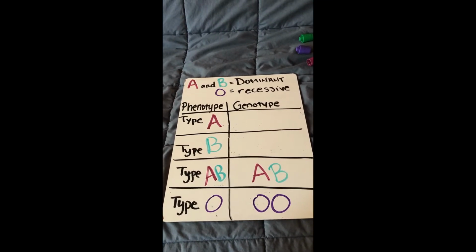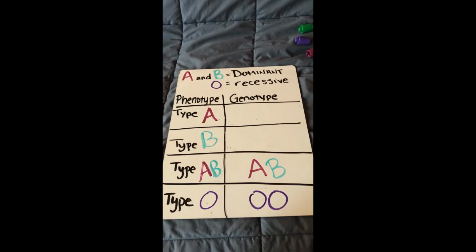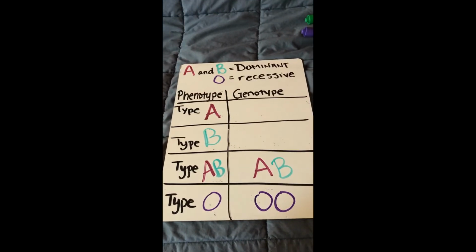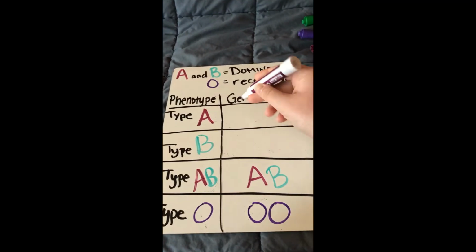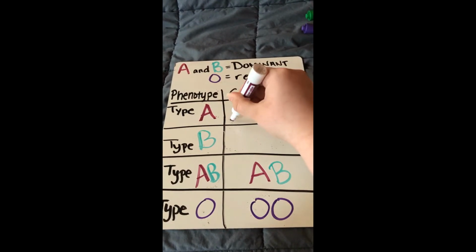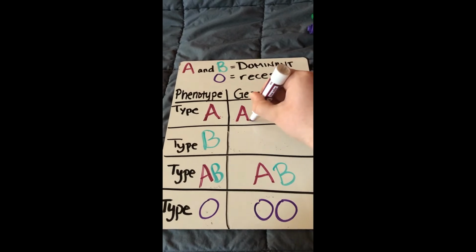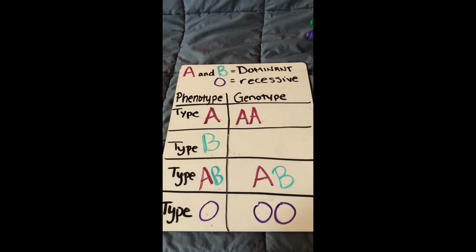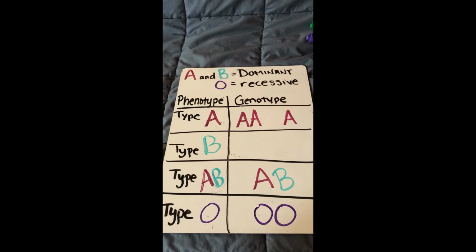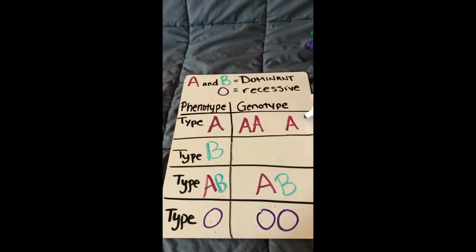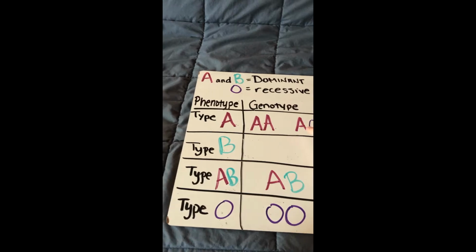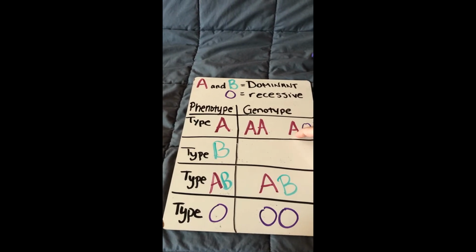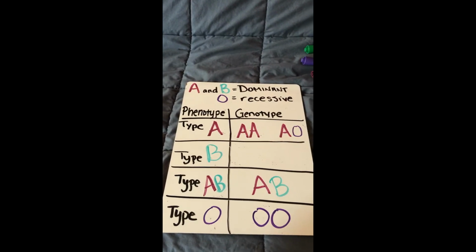Now these are a little bit different from type A and type B. Type A, you could have two different genotypes, same with type B. So for type A, you could literally have one A allele from mom, one A allele from dad, or you could have one A allele from one parent and one O recessive allele from the other parent. Now again, this is because A is dominant over O.